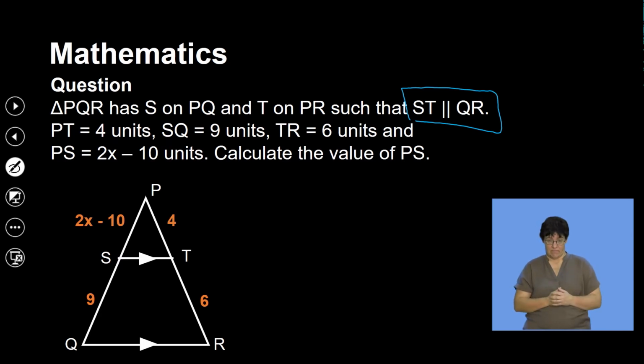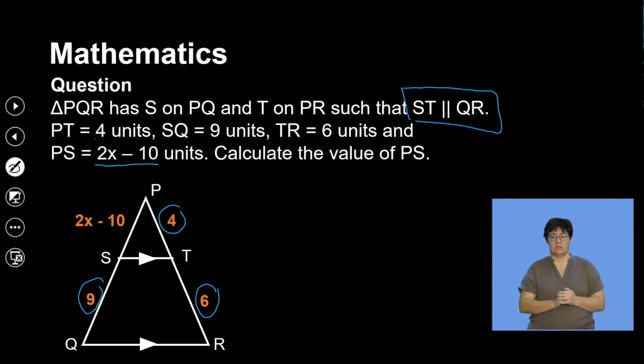And then they tell us now that PT is 4 units. That's the length. SQ is 9 units. That's the length we are given. TR is 6 units there. And now 2x minus 10 will then be the PS, right? Then they want us to calculate the value of PS.